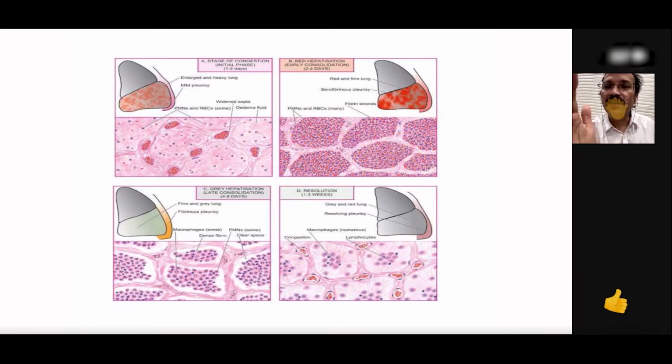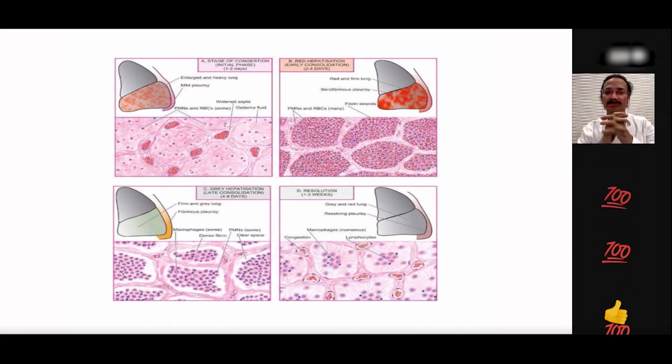So stage of congestion, as you can see, there are only inflammatory cells and neutrophils. Stage of red hepatization, RBCs come into the picture, and that's why the lung appears red in color. And since it is getting filled up with tissue, there is solidification, and this solid texture is compared to the texture of the liver, and so it's called red hepatization. Now I assume everyone has understood till here, stage of congestion to stage of red hepatization.